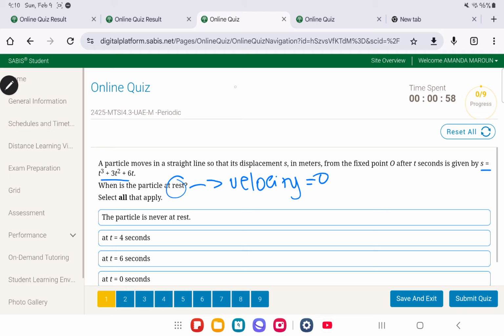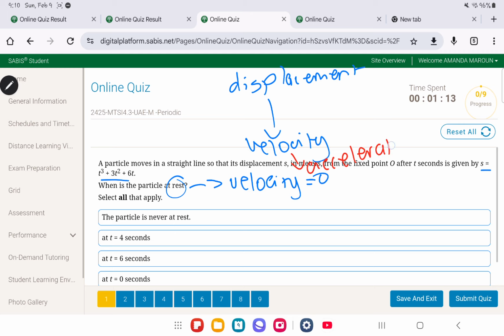Very simply, you should know that displacement, if you take its derivative, it's going to give you velocity. And velocity, if you take its derivative, it's going to give you acceleration. Please keep this in mind, it's very important.